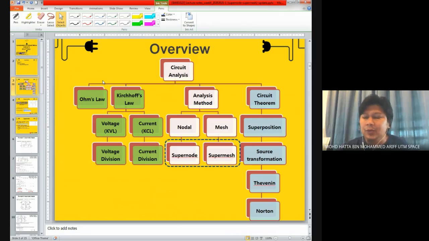Okay, as an overview for what we have learned so far, in the last 2 weeks, we have already covered Ohm's law, Kirchhoff's law, and so on. And this week, week number 3, we have been introduced to nodal and also mesh analysis. I will extend the knowledge of nodal analysis towards Supernode and Supermesh analysis. So this is what we're going to have a look at today. I have 2 examples on Supernode and also 2 examples for Supermesh.